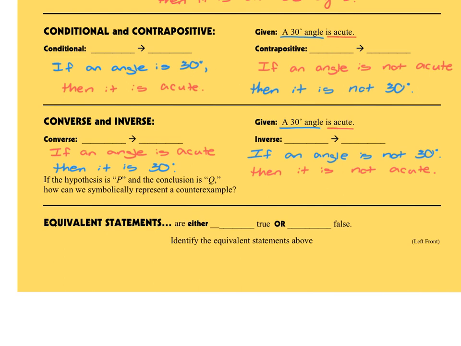On this next one, we're going to call this a contrapositive, and what I want you to notice is what I did. Notice that I started with the red and I inserted the word not here. So instead of saying, if an angle is acute, I said, if an angle is not acute. And then I said, then it is not 30. Those nots are important to us.